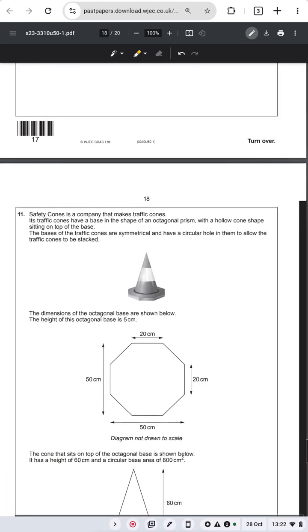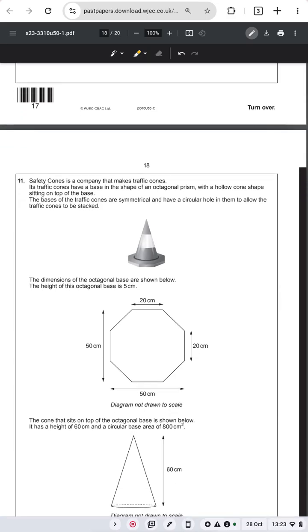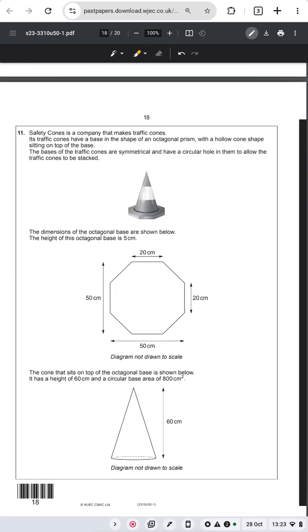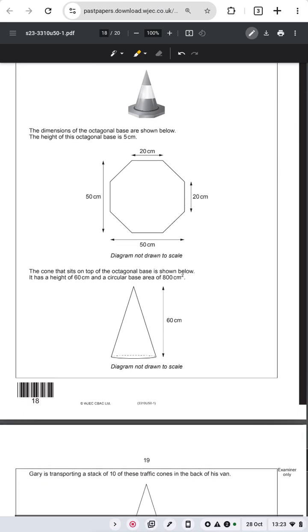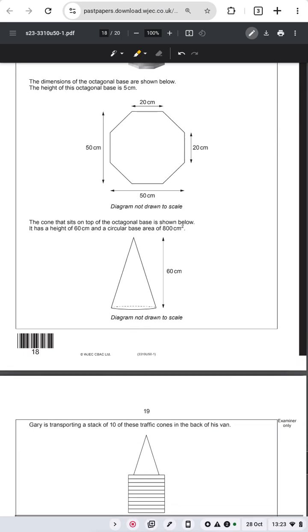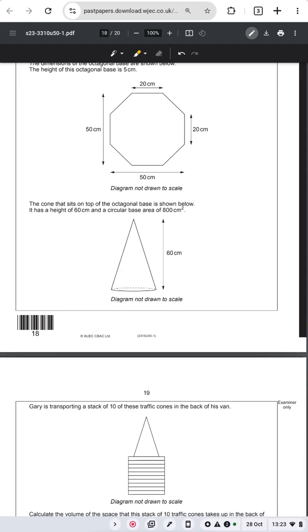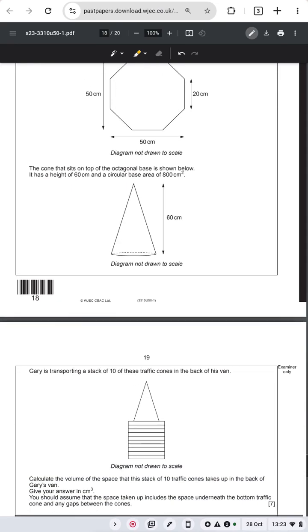Final question. Safety Cones is a company that makes traffic cones. Its traffic cones have a base that is shaped like an octagonal prism with a hollow cone shape sitting on the top of the base. The bases of the traffic cones are symmetrical and have a circular hole in them, allowing the cones to be stacked. There's a picture of a cone. The dimensions of the octagon base are shown below and the height is 5 centimeters. The cone that sits on top of the octagon base is shown below. It has a height of 60 centimeters and a circular base area of 800 centimeters squared.